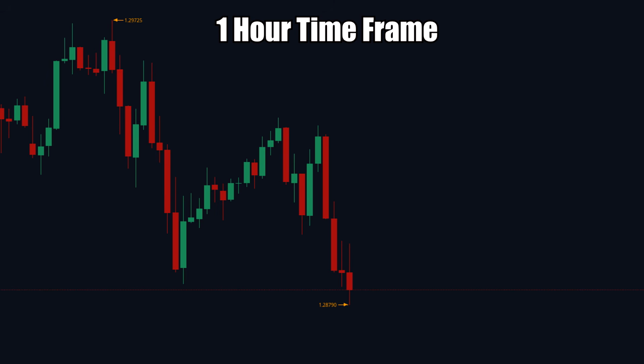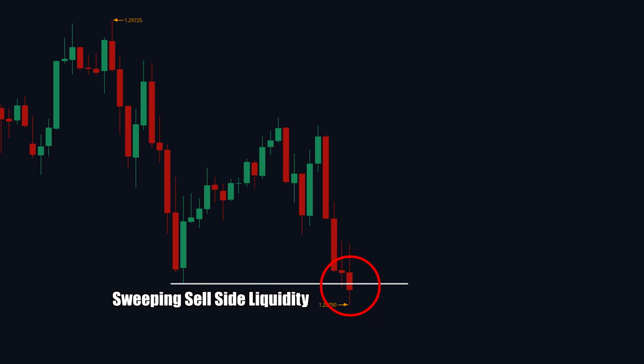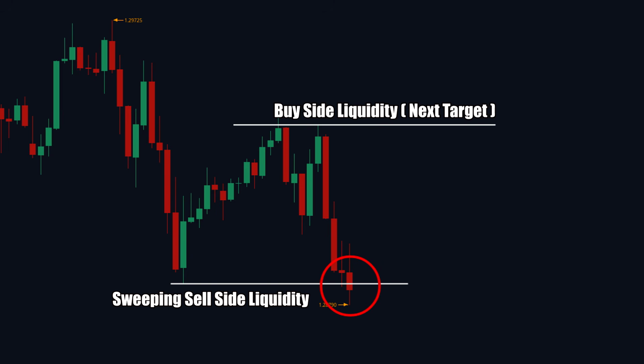Here we're looking at the 1-hour time frame, and as you can see, price has swept the sell-side liquidity below the previous low. With the sell-side liquidity cleared, the market is now likely to shift focus toward the buy-side liquidity, aligning with the bullish market profile. Next, I'll zoom in to the 5-minute time frame for a closer look at the price action and to pinpoint a suitable entry for a long trade.